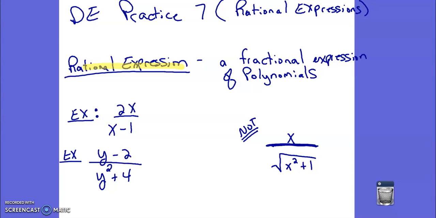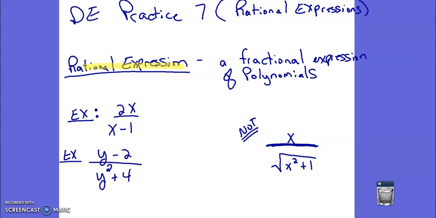All right, this is practice 7, simplifying rational expressions. So first, let's define what a rational expression is. It's a fractional expression of polynomials. So again, to be rational, it has to be in the form of polynomials.